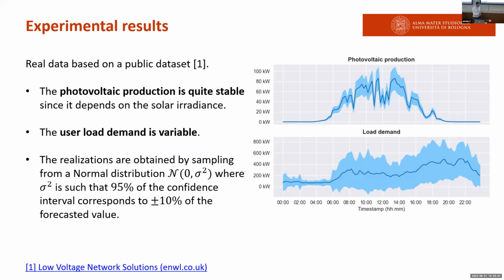Okay, here we take a quick look at the data. We have a set of instances. Here we report the mean and standard deviation of the photovoltaic production and the user demands on this set of instances. As you may guess, the peak of the photovoltaic production is in the daily hours, and the peak of the user demand is in the late evening.